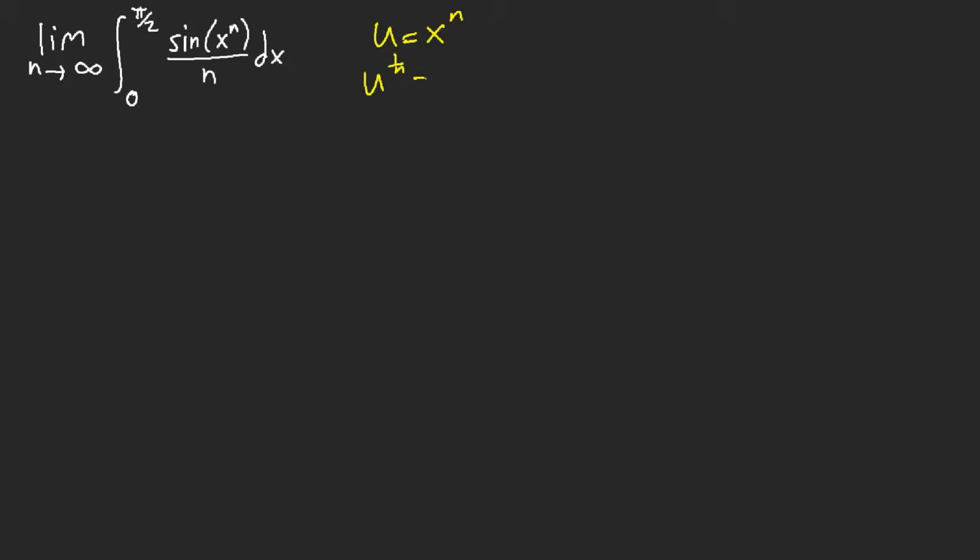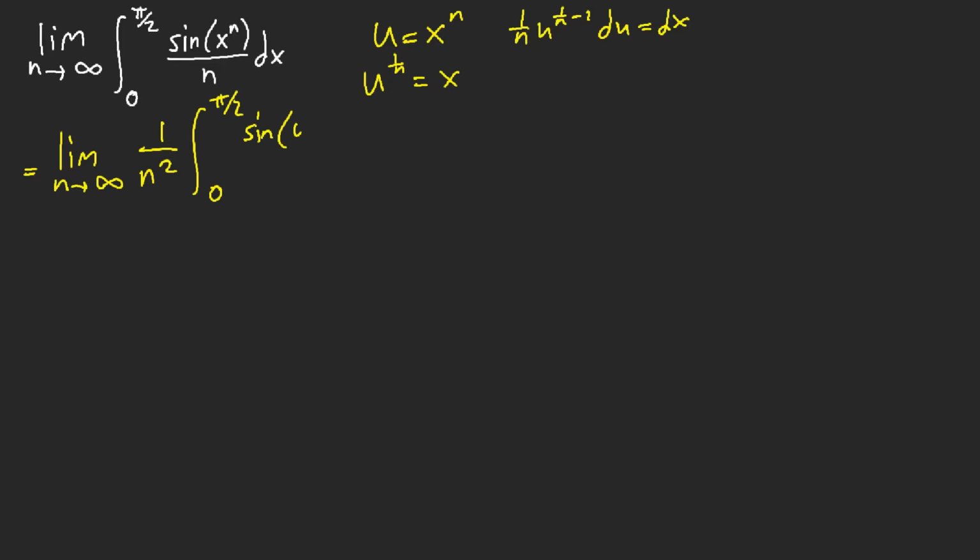So we have 1 over n, and then this is going to give us 1 over n, u to the 1 over n minus 1, du equal dx. So what this means is that we get left off, ooh, wait, but then we get 1 over n squared. Interesting. Oh, well, we already have the n, but sine of u du, right?